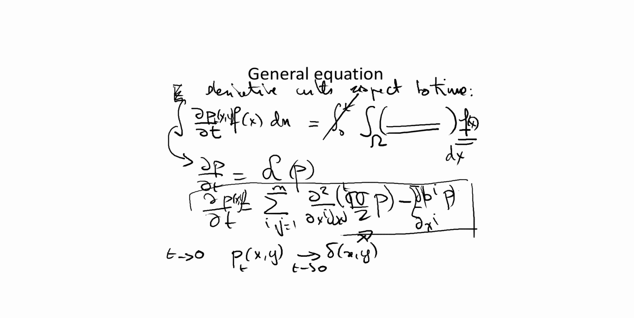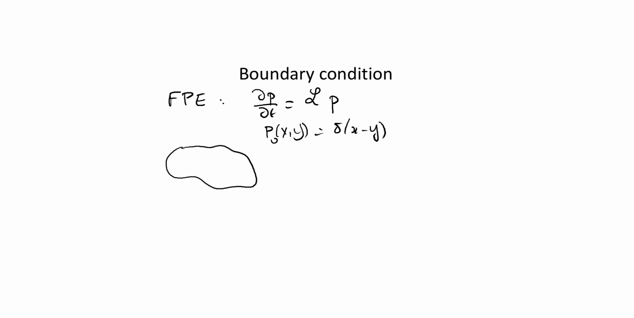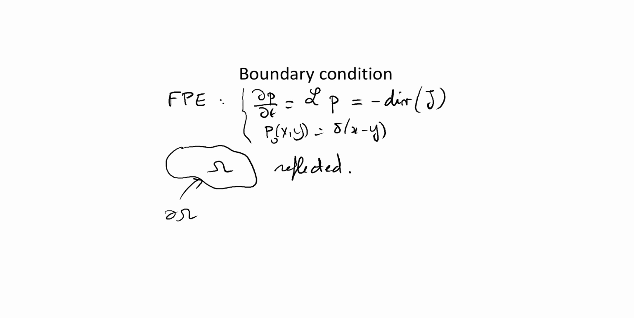Now the question is, what are the boundary conditions for this equation? So again, we have the Fokker-Planck equation, which is dp/dt equals, let me write it, L of p, such that p, we can go to the limit p_0 of x and y, this is delta of x minus y. And now the question is, what are the boundary conditions to put here on the boundary, d omega? So in general, if the particle is reflected, for a reflected particle, the probability flux should be 0. That is, this can also be written as minus divergence of j, where j is the flux, the probability flux.